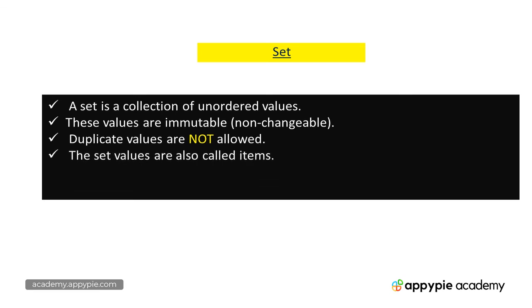The set values are also called items. The values are allowed to be heterogeneous. That means the items belonging to the set can belong to different data types.